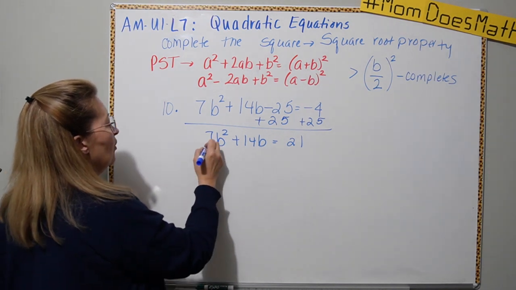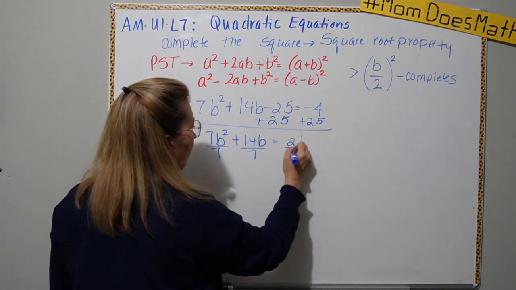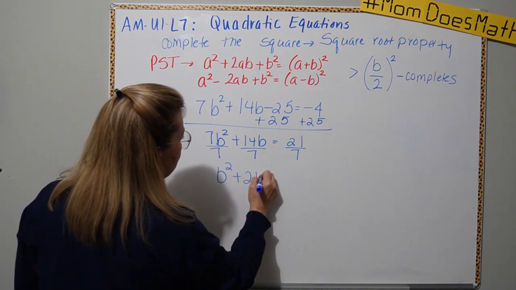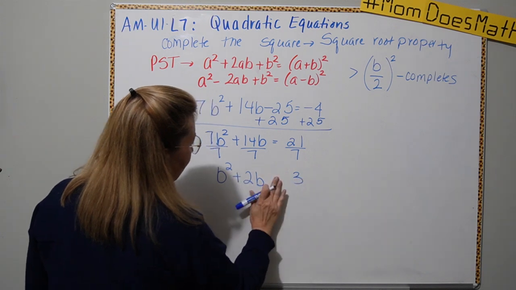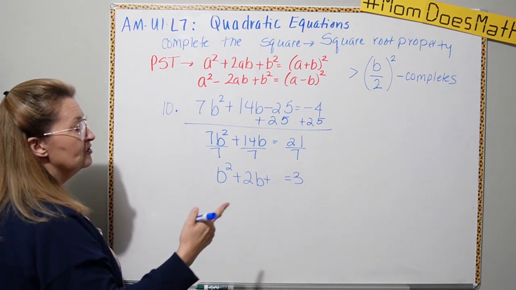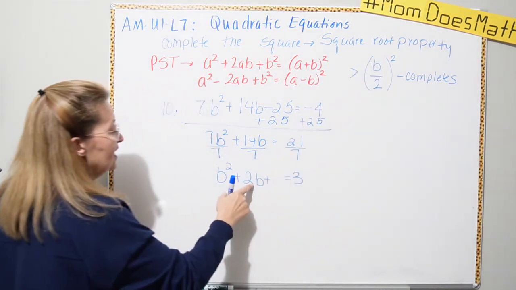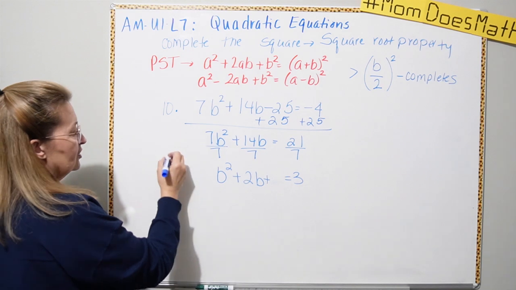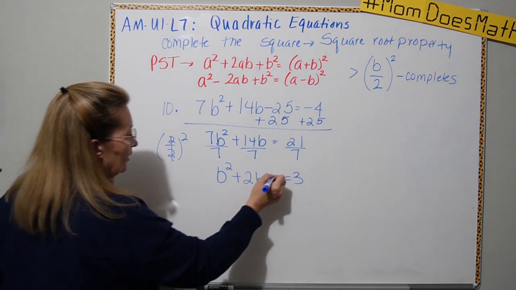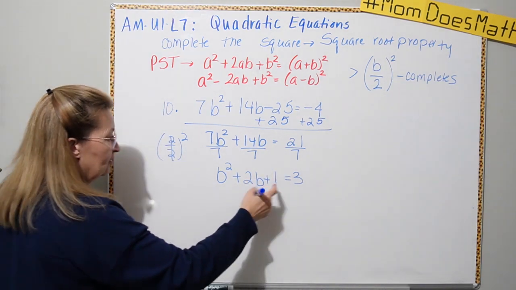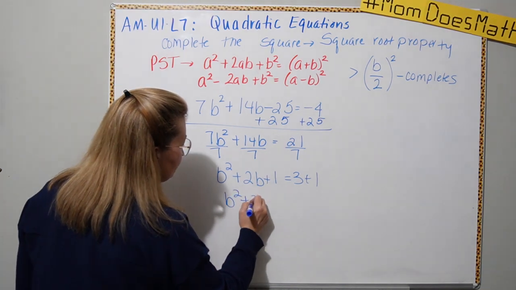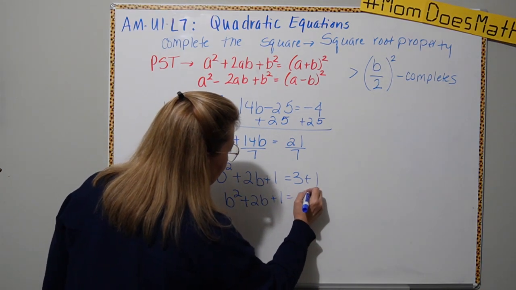Now to get a coefficient of 1 here, we're just going to divide all the way through by 7. So now I have b squared plus 2b equals 3. Let me leave a space. Okay, now right here, I'm going to complete the square by using this formula. B is the coefficient of my middle term. So I've got 2 over 2 squared, which is 1 squared, so that's just 1. Whatever I do to this side, I have to do to the other. So now I have b squared plus 2b plus 1 equals 4.